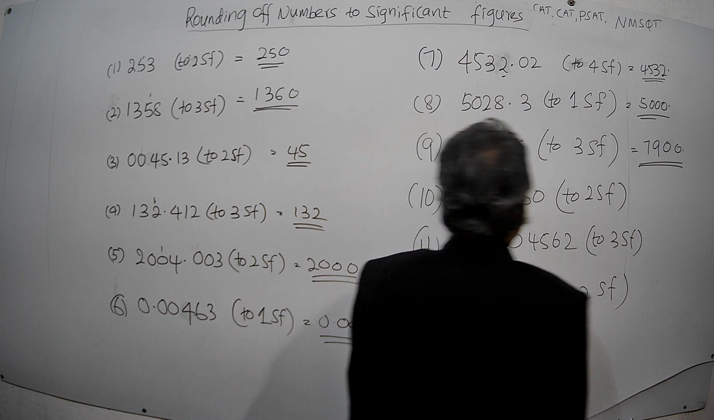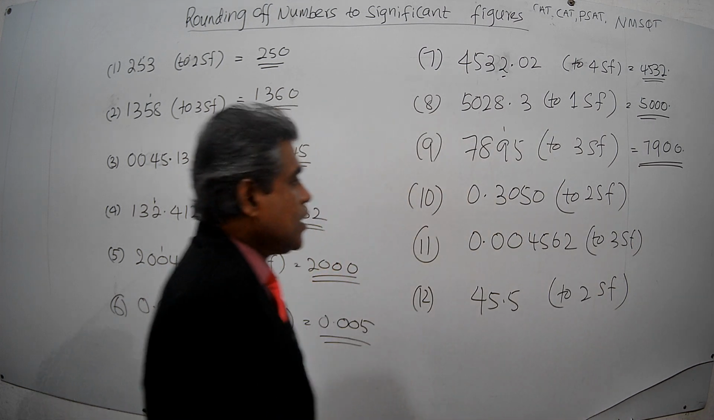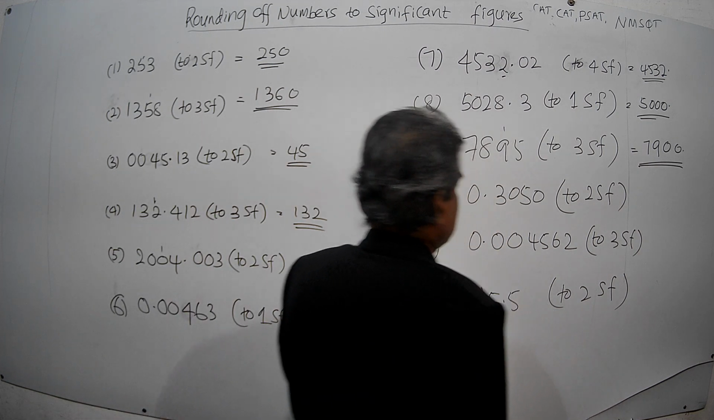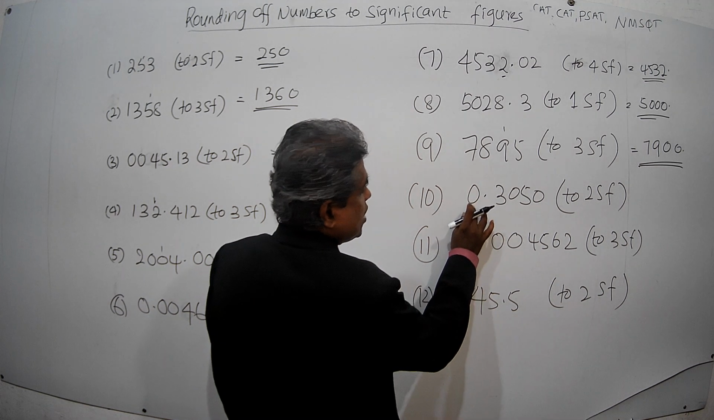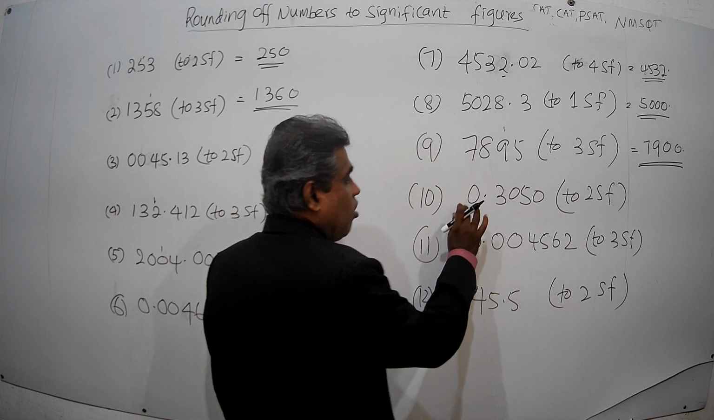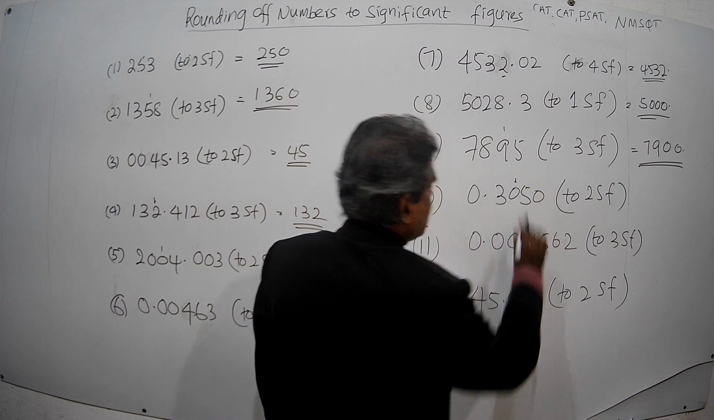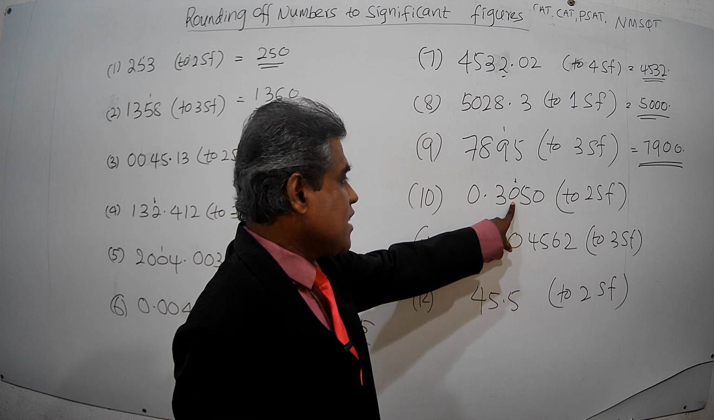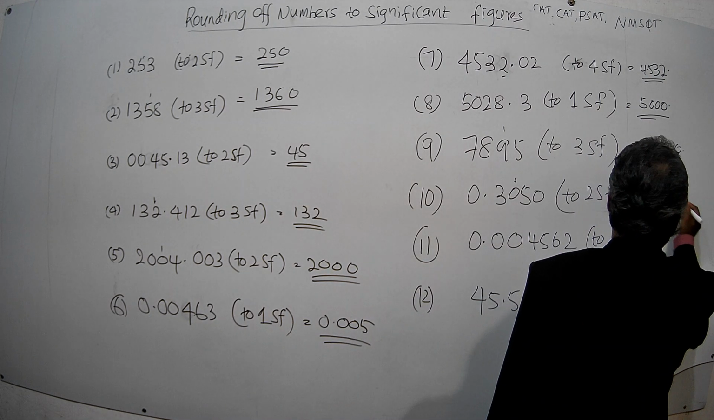Now this one, the 10th one, 0.3050, correct to 2 significant figures, it has to be written. Now go to the second significant figure from this side. This is not a significant figure, that is of course the preceding 0. This one is the first significant figure, and this one is the second significant figure. Look at the third significant figure, which is equal to 5, therefore add 1 to this one, that is 3 becomes 1, then 0 0. 0.3100.